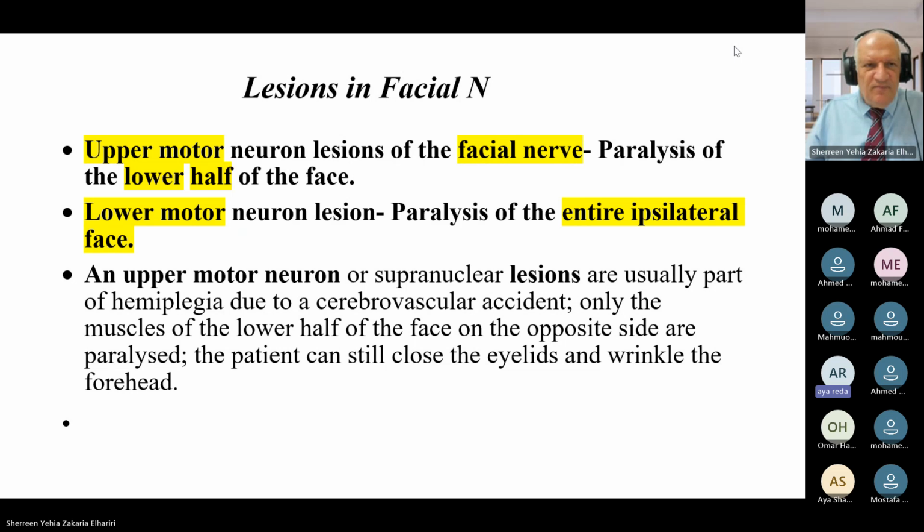I ask the patient to elevate his eyebrow, or close the eye on the same side or bilaterally. If he is able to do that, it is a lower motor neuron lesion affecting the lower half of the face on the contralateral side, and if he is not able to, it is an ipsilateral lower motor neuron lesion. Okay, thank you.